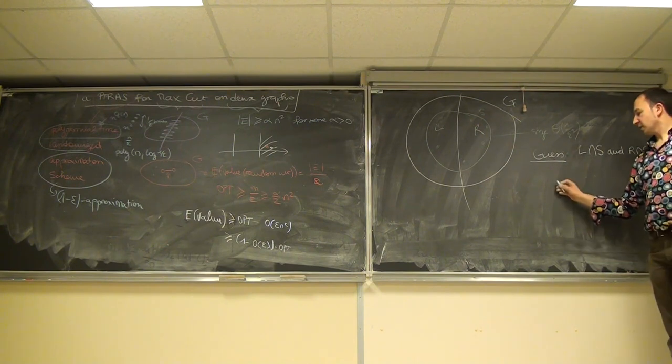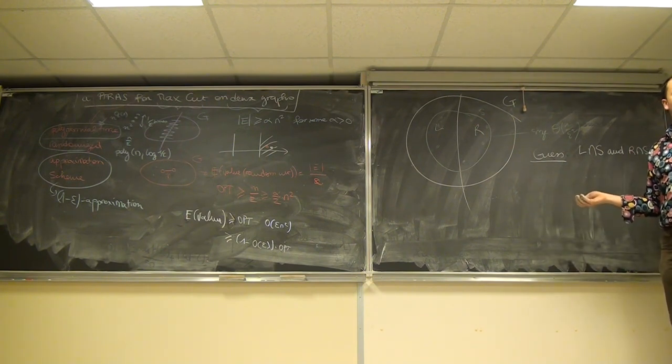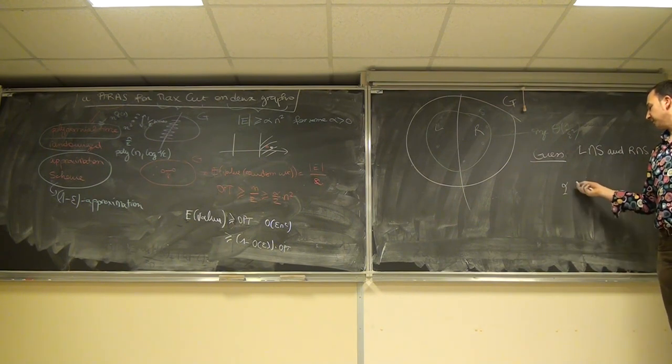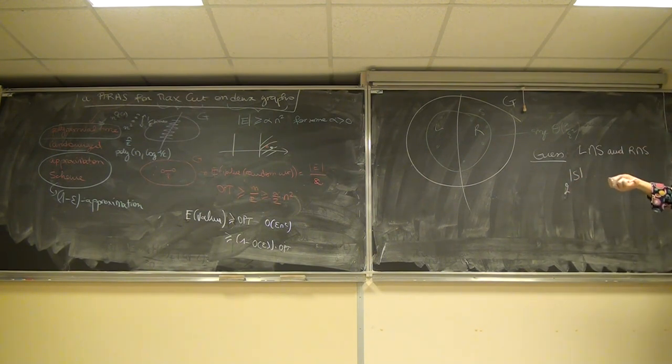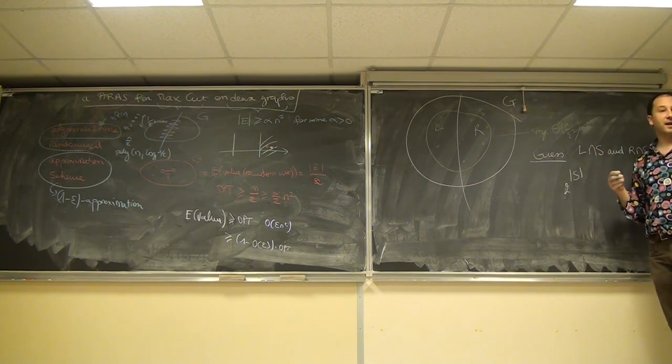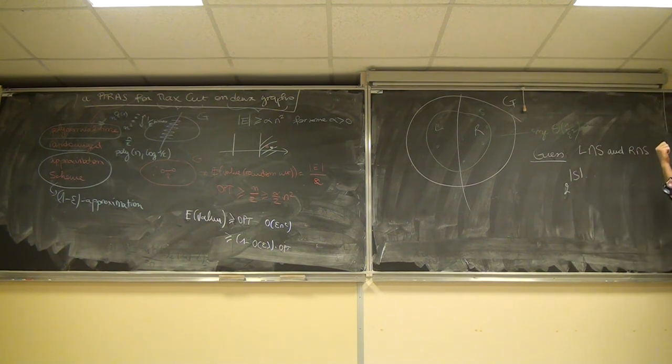That's easy. How many cuts are there in S? There are 2 to the size of S possible cuts. You have to decide whether each vertex is either to the left, 0, or to the right, 1. So it's a subset. You have to decide the subset L. The other one is the complementary set.